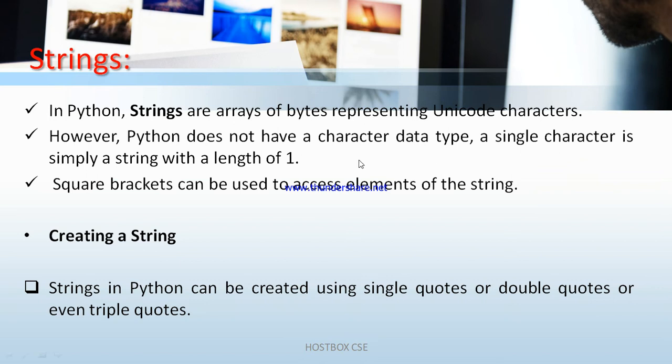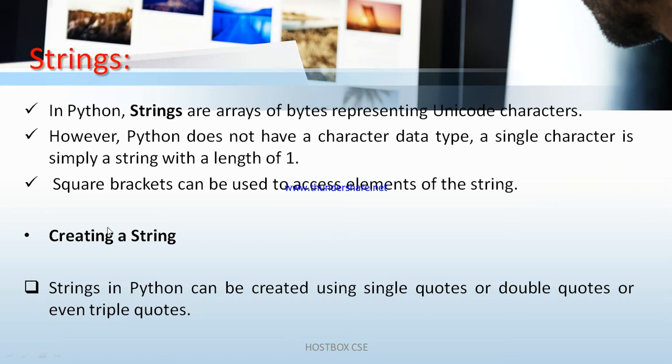Strings in Python, what are strings? Strings are arrays of bytes representing Unicode characters. However, Python does not have a character type. A single character is simply a string with a length of 1. Square brackets can be used to access elements of the string. Don't forget, you can use square brackets to access the elements of the string. It's not mandatory, but you can use them.